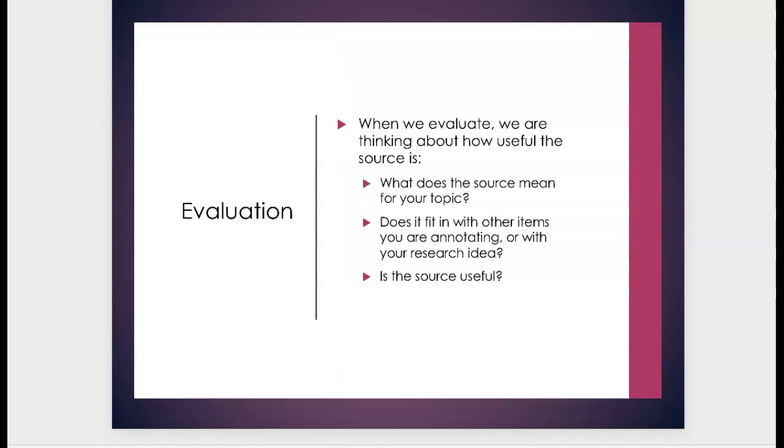The next essential piece of your annotation is the heart of that annotation. It's the evaluation portion, and this is the bulk of your annotation. First, you always want to consider what a source means for your argument. Consider how it fits or aligns with the other sources you're annotating. Are there any overlaps? Are there any agreements or disagreements? And you also want to figure out if this source is useful. If it's not useful, it probably doesn't need to be in your annotated bibliography in the first place. But if it is useful, what role will it play in your paper?